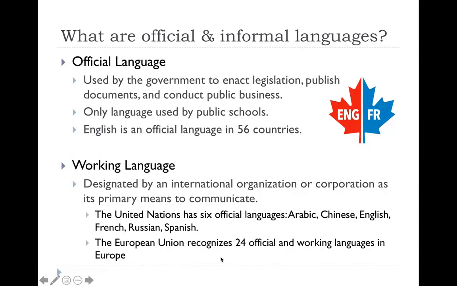When we look at a working language, we get into the idea that this is designated by an international organization or corporation as its primary means of communication. Like the United Nations has chosen 6 official languages, which are their working languages: Arabic, Chinese, English, French, Russian, and Spanish. The European Union recognizes 24 official and working languages all throughout Europe. So again, the difference between official and working is very similar, but usually working is that organization that has chosen it versus a country.